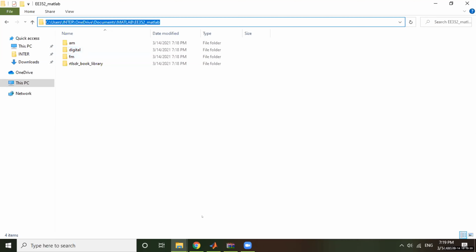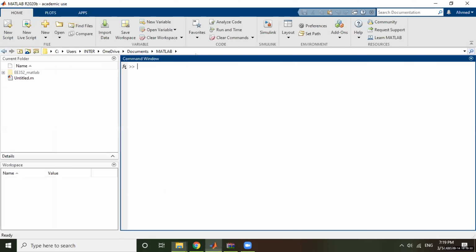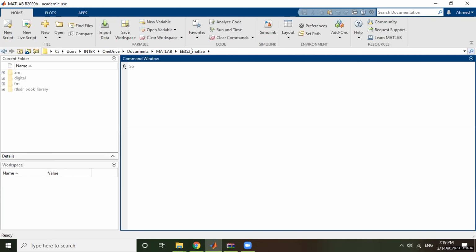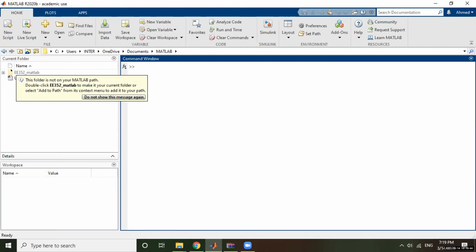Okay. Copy. Go back to MATLAB. And put it there. Paste here. Oh, we're already there. Go back one step, one folder before. Yes. Now you see this EE352 MATLAB folder on the left side. It's light, it's not added.